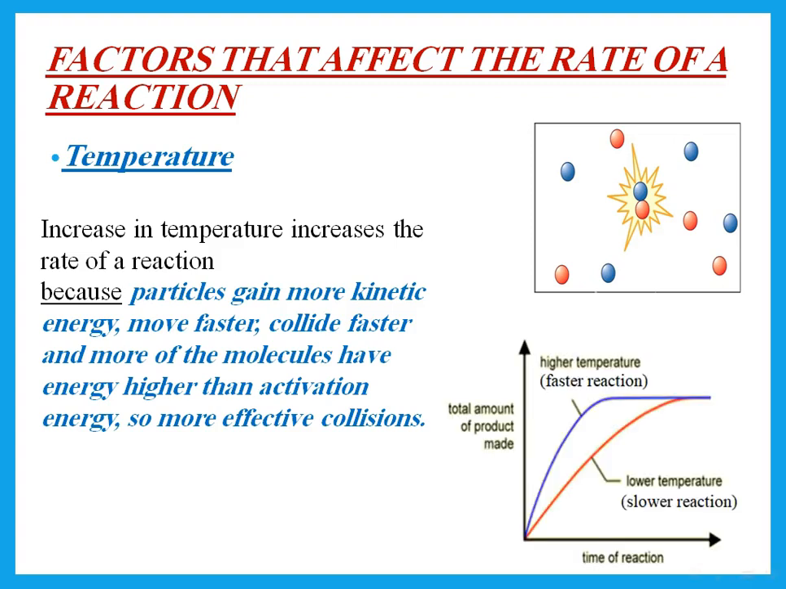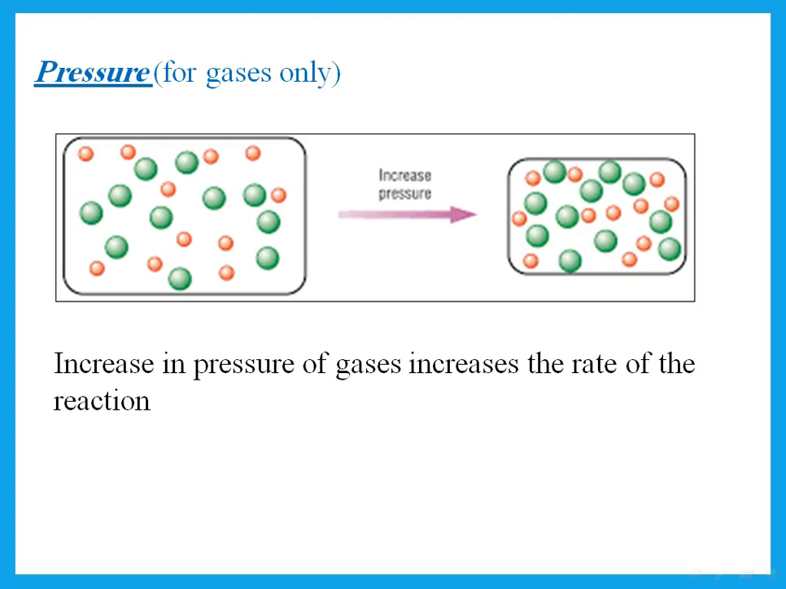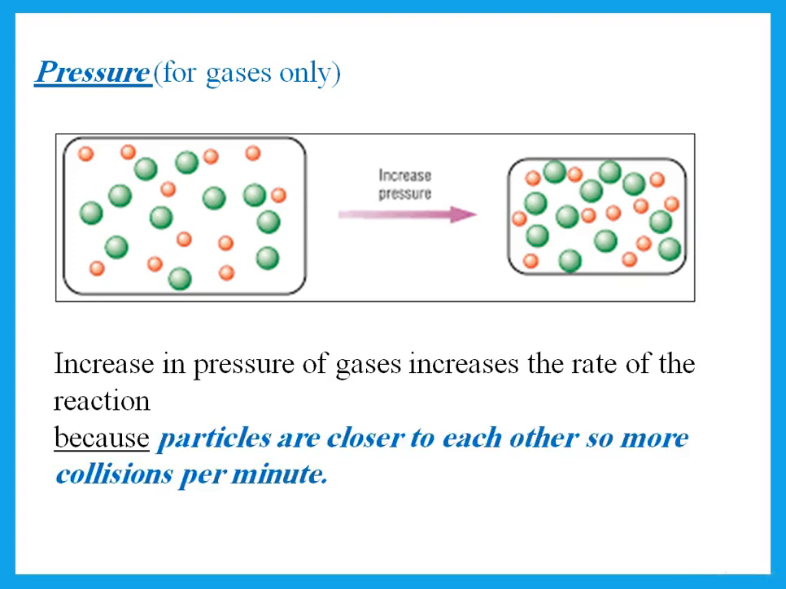Remember, when we draw the graphs, if he has a graph for a slower reaction, then it is the one below. A faster reaction, then it is the one on top if he's using the same amount of reactants. Another thing we can change is the pressure. Remember, pressure applies only for gases. So if the equation has gases, I can tell him increase the pressure. Increasing the pressure would increase the rate. And we said this is because the particles would be closer to each other, so more collisions per minute.